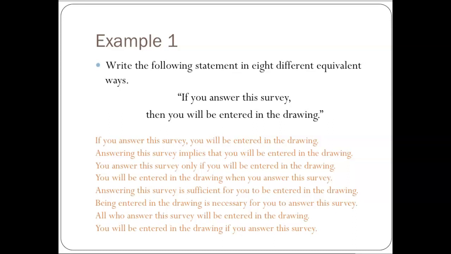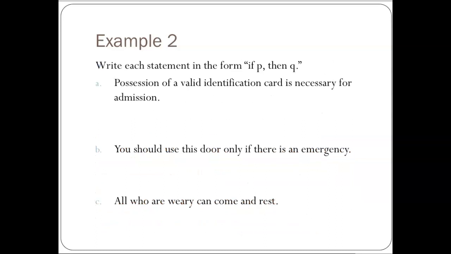All right, so now let's take a look at the next example. These are all written in different forms, but we're going to try to translate them into the form if P, comma, then Q. Okay, so possession of a valid identification card is necessary for admission. Okay, so determine which one's P, which one's Q, which one is the antecedent, which one is the consequent. So possession of a valid identification card is necessary for admission. We can write this as if you are admitted, then you possess a valid identification card.